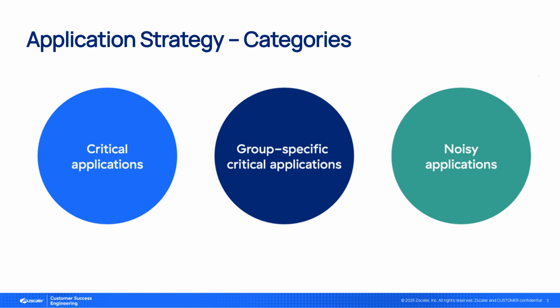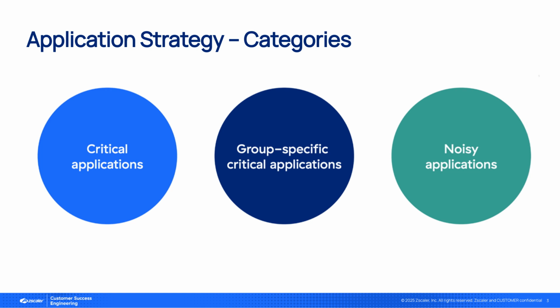The second category is group-specific critical applications. Much like the business-critical ones, these need to be monitored continuously, but this category contains applications that are critical only to specific groups. An example here would be something like PagerDuty, which is critical for operations teams, but not sales employees, or vice versa for Salesforce application.